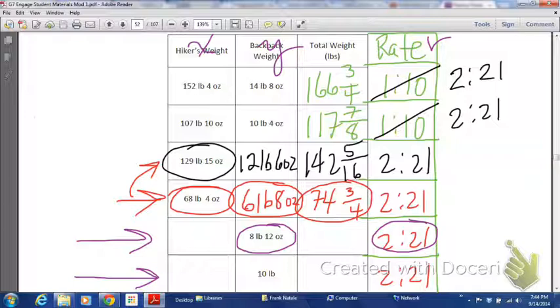I think I got cut off anyway, but these are different now down here because now we're given the y. When we calculated these up here, these two, we were given the x value, the hiker's weight. Now we're given the y value in both of these, the backpack weight.